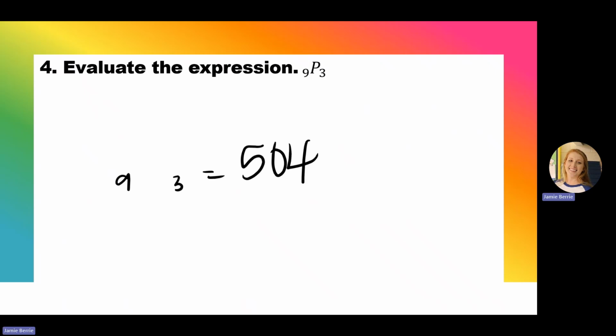9 permute 3. I think I had a C in there originally. 9 permute 3 is 504. All right, so if I was trying to choose 3 items from a set of 9 and the order mattered, then I would have 504 possible choices.